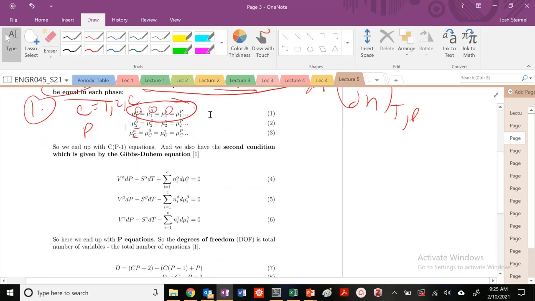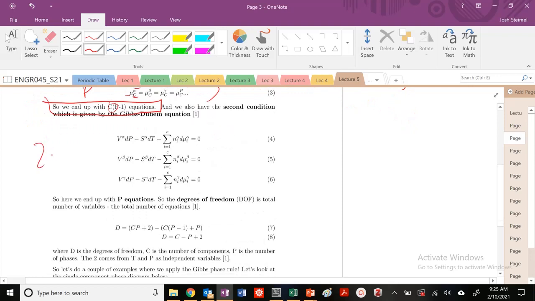This leaves us with a number of equations that we have to satisfy. We end up with C times (P minus 1) equations. Why? Because we have C components, and P minus 1 because we have to have this equal to this, and this equal to this, so we end up with P minus 1. You can do the math there.